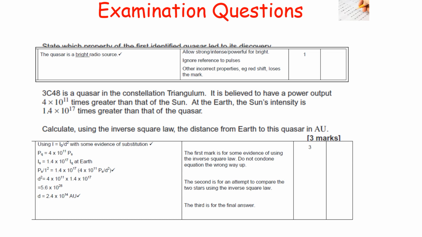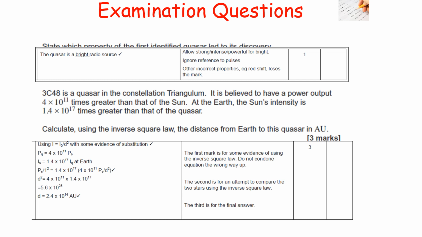It tells us that in the question. Now, we also know that the intensity of the sun at the Earth is 1.4 times 10 to the 17 times greater than that of the quasar. So we've got to put an additional factor when we're looking at the power of our quasar, that of 1.4 times 10 to the 17.